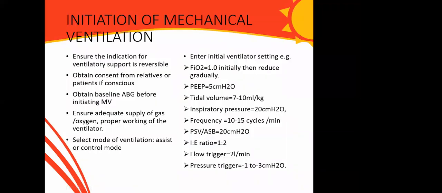Okay, so now how do you initiate mechanical ventilation? Number one is that you need to ensure the indication for the ventilatory support in the first place is reversible. Why does this patient need a mechanical ventilator or ventilatory support? You need to establish the indication for the ventilatory support.